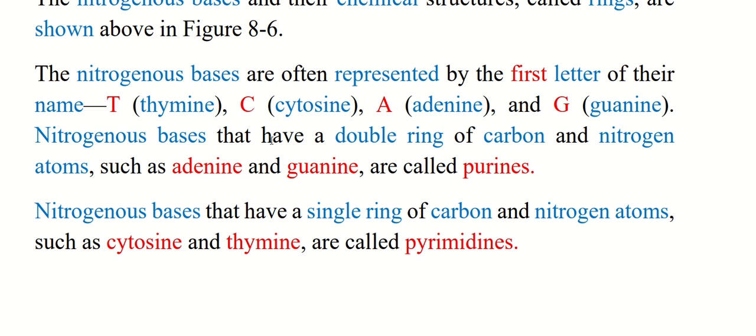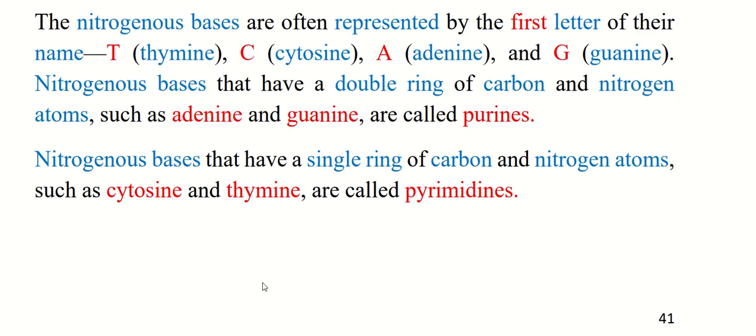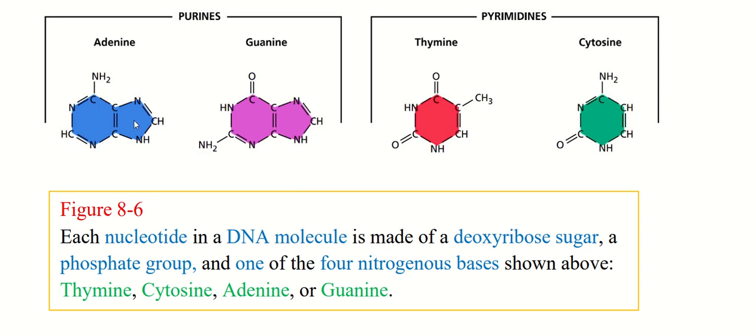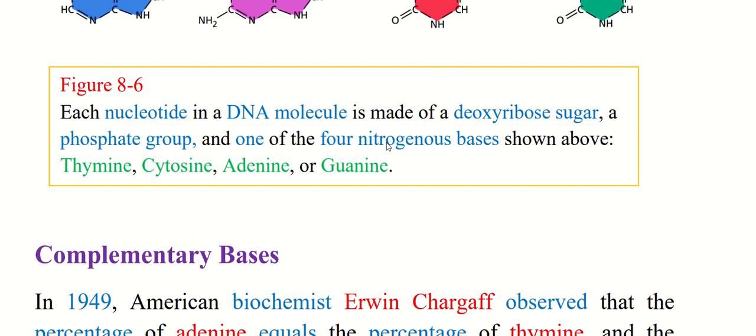Nitrogenous bases that have double rings of carbon and nitrogen atoms, such as adenine and guanine, are called purines. Nitrogenous bases that have single rings of carbon and nitrogen atoms, such as cytosine and thymine, are called pyrimidines. So this is a double ring, purines, and this is a single ring, pyrimidines. Always one purine on one strand binds to a pyrimidine on the other strand.